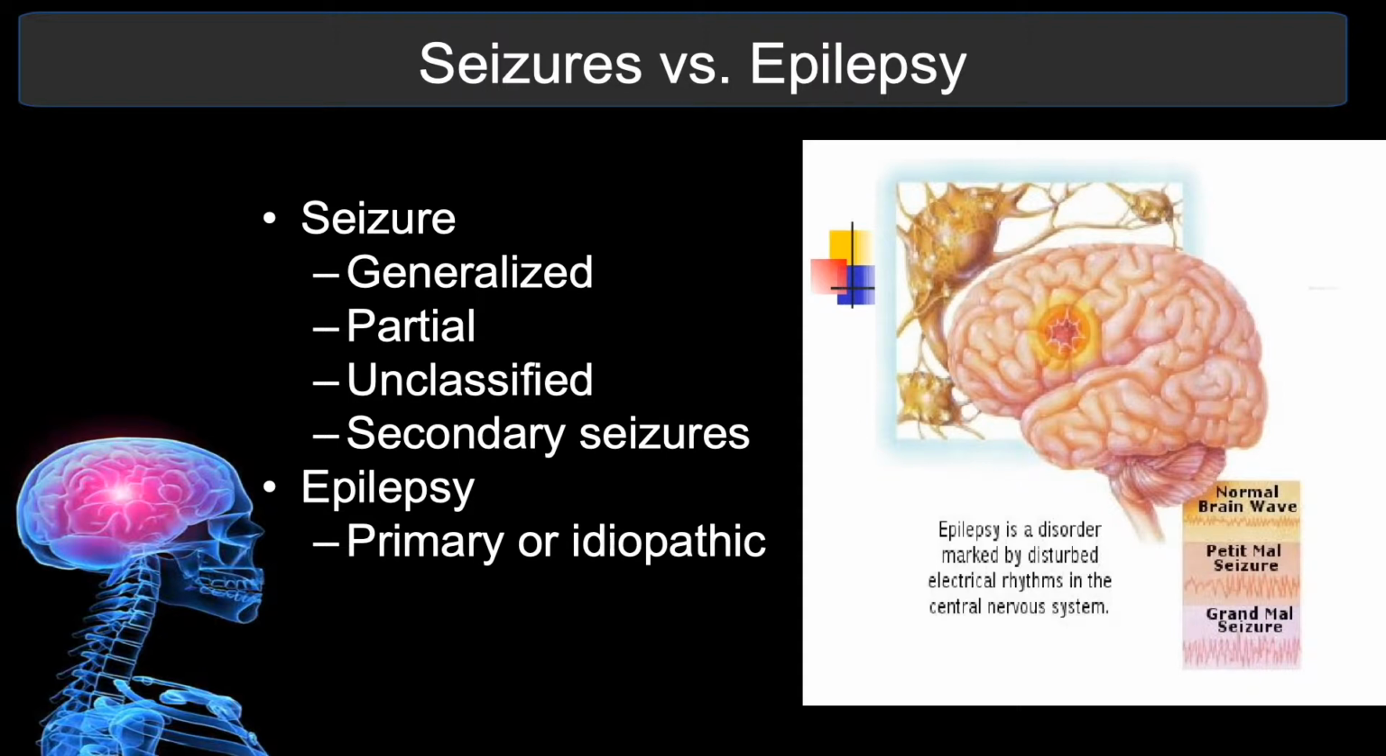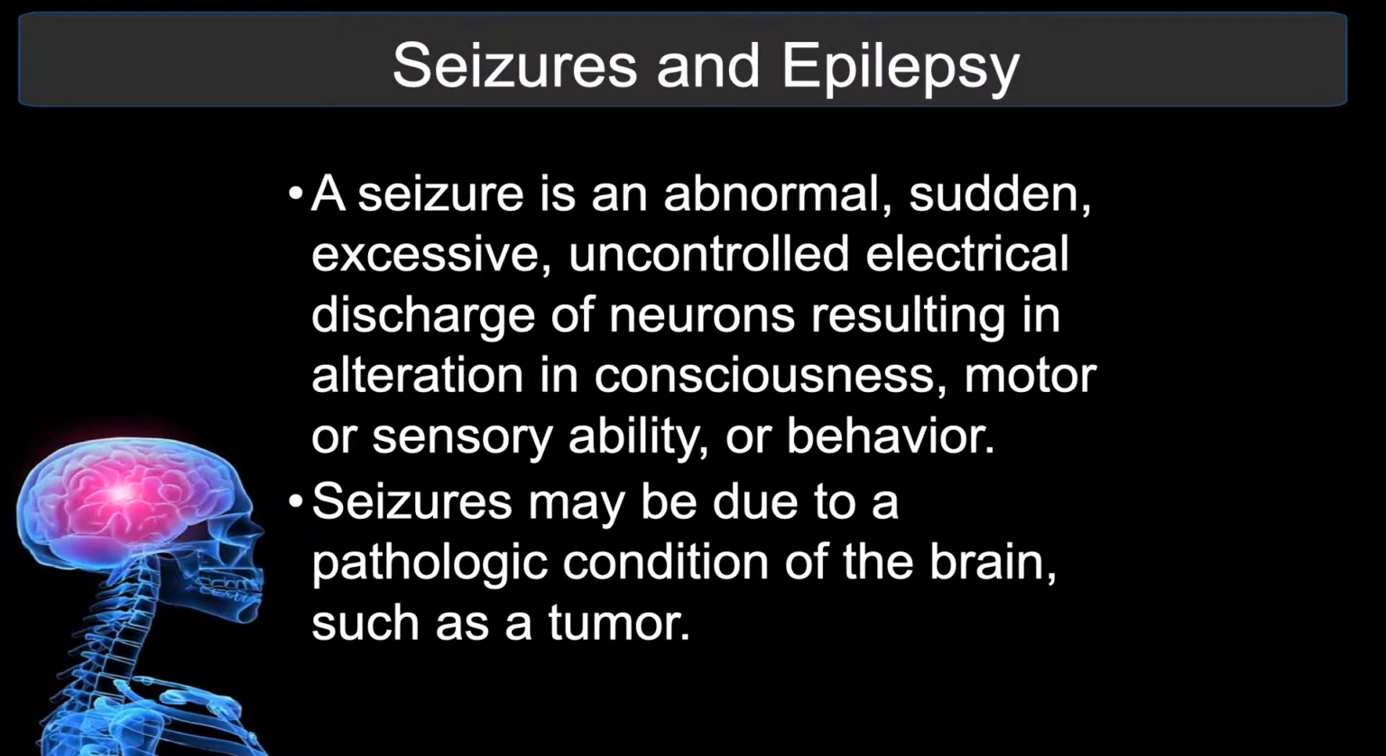Seizure is defined as an abnormal, sudden, excessive, uncontrolled electrical discharge of neurons, resulting in alteration in consciousness, motor or sensory ability, or behavior. Now, you should know that this alteration in consciousness could be either that the patient is actively having motor responses, a seizure, or in the case of something like an absent seizure, where the patient simply sort of blanks right out, doesn't really respond. Seizures may be due to a pathologic condition of the brain, such as a tumor.